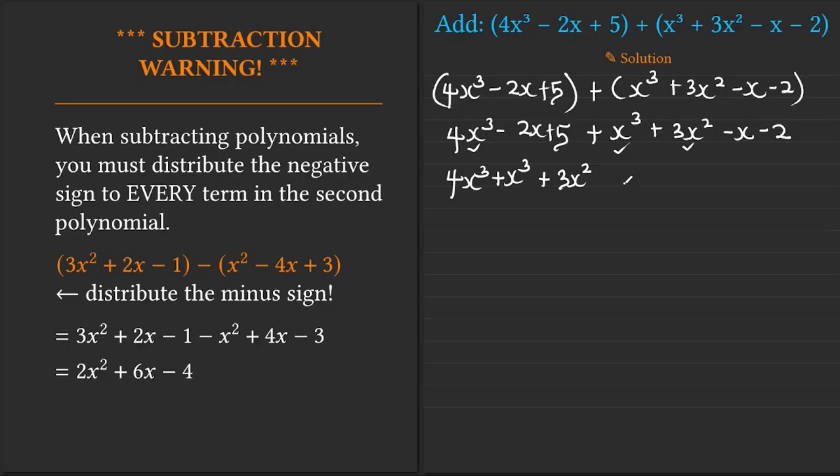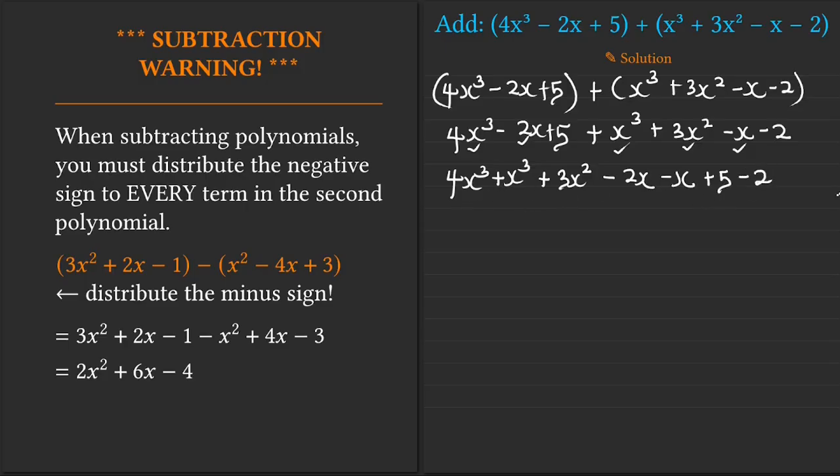Then we now come to those with the degree of 1. That is, we have a negative 2x and then a negative x. So negative 2x minus x. So this is also gone. And then this is also gone. And then we now have the constant to deal with. So the constant, we have a positive 5 and then a negative 2.